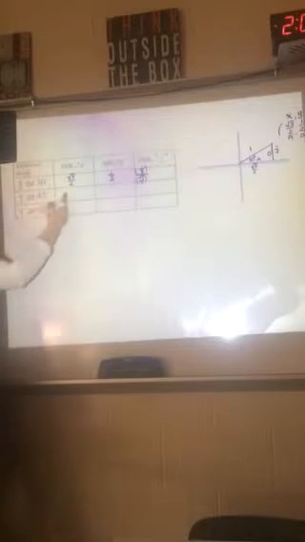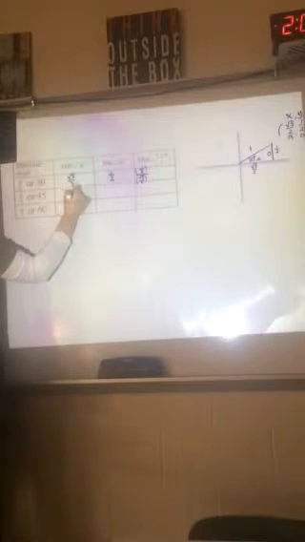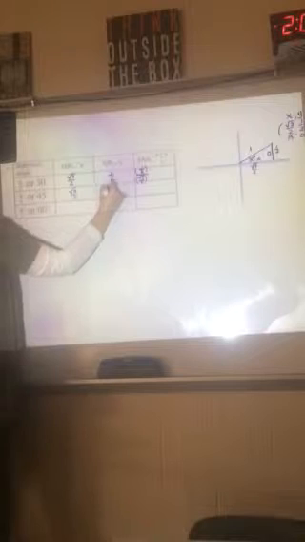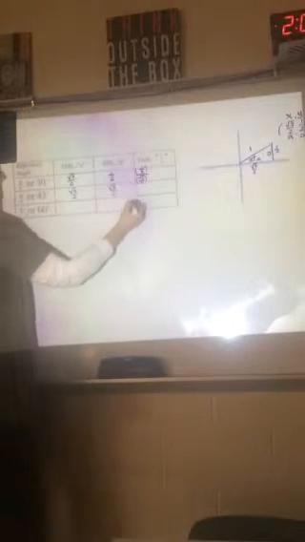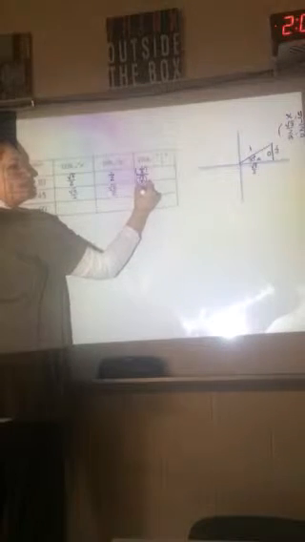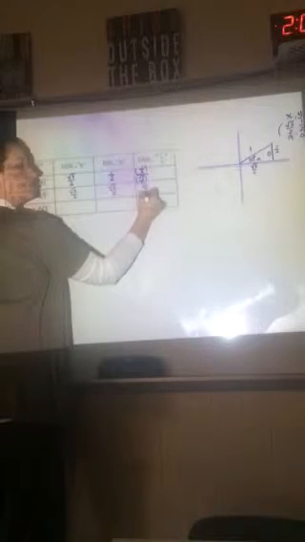In my 45s, the cosine is going to be root 2 over 2. Root 2 over 2 is going to be my sine. And my tangent is going to be root 2 over 2 divided by root 2 over 2, which simplifies down to 1.